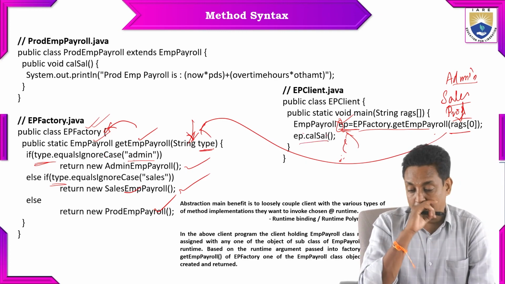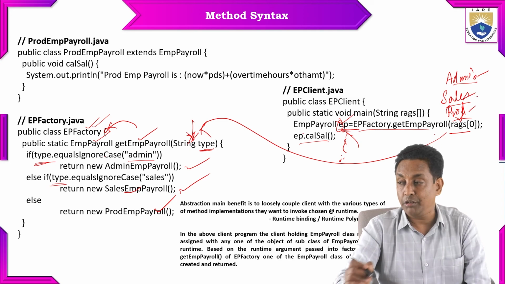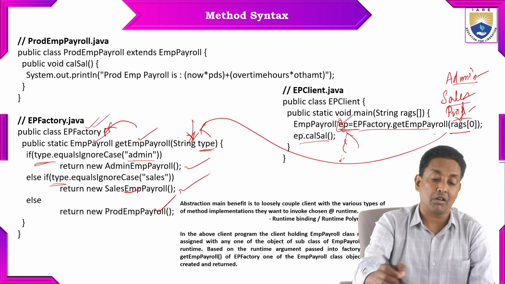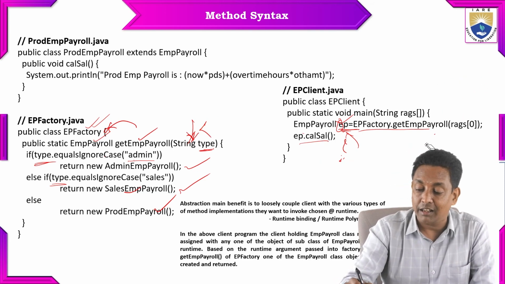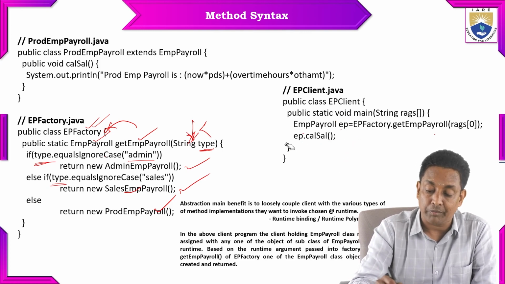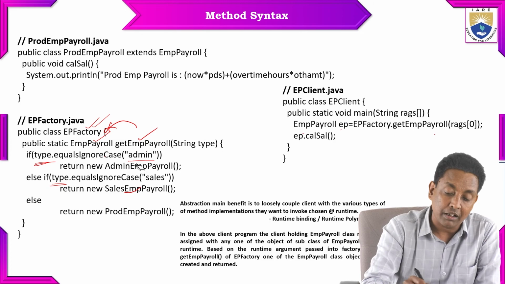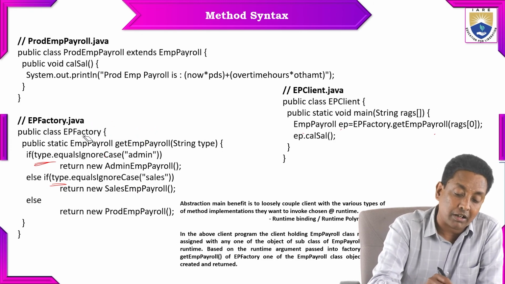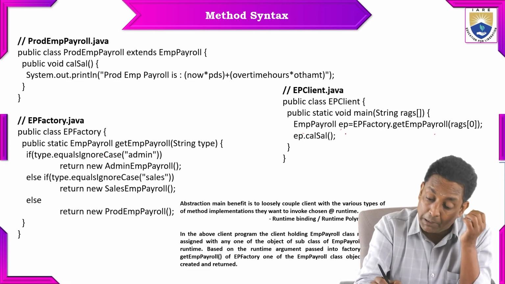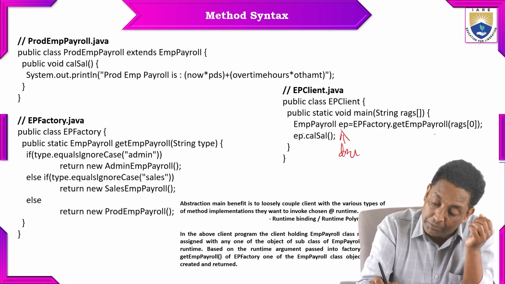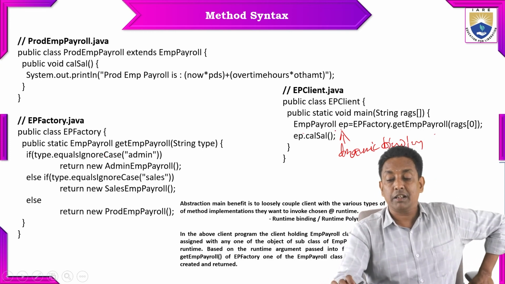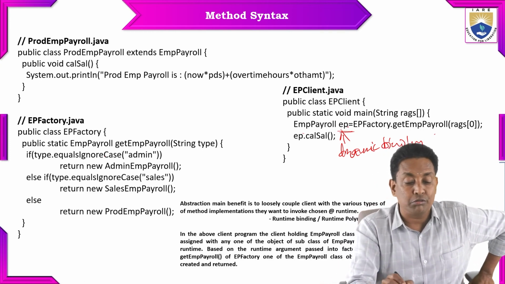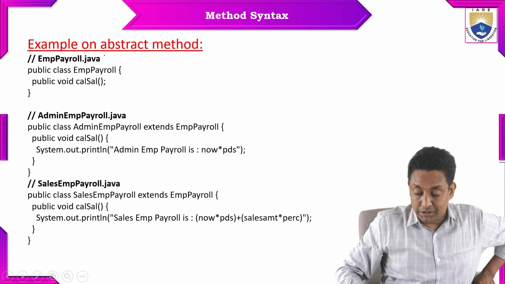And if you call the calculate salary method, whichever type of employee you ask for, the calculate salary method will be called on that type of employee payroll class object. So this is called runtime polymorphism or runtime binding or dynamic binding. And why is it called dynamic binding or runtime binding? Because this EP reference dynamically gets bound to any of the subclass objects.